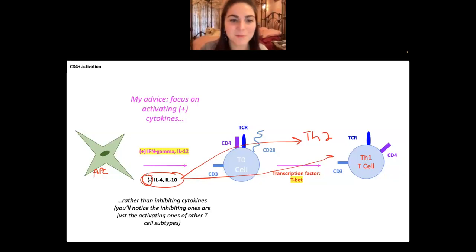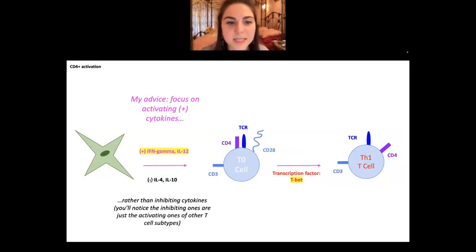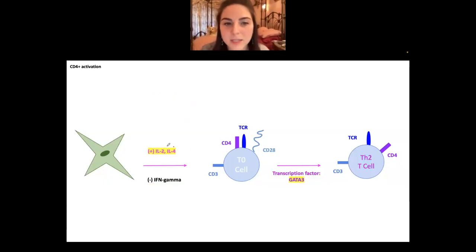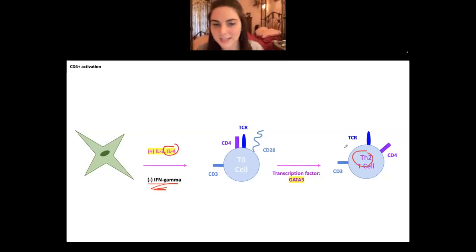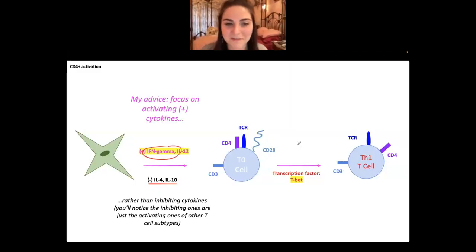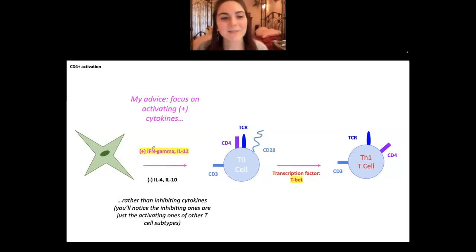Might not make sense yet. Maybe when we go through these, you'll see what I mean. But I wouldn't memorize these inhibiting cytokines, because these inhibitory cytokines are basically the activating cytokines of other T helper cell subtypes. For example, IL-4 is one of the activating ones for a TH2. So if I really want to make a TH2, I don't want to make a TH1, so something that makes a TH1 would be inhibitory on it making a TH2. Does that make sense, or was that very confusing? I hope you know what I mean, but basically focus on these positive ones, the activating cytokines.